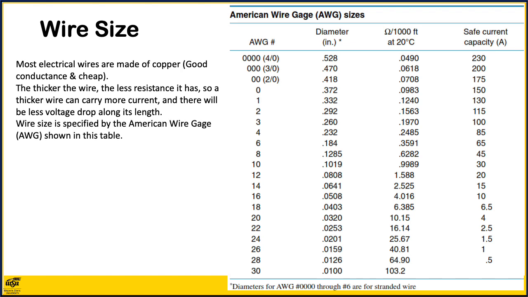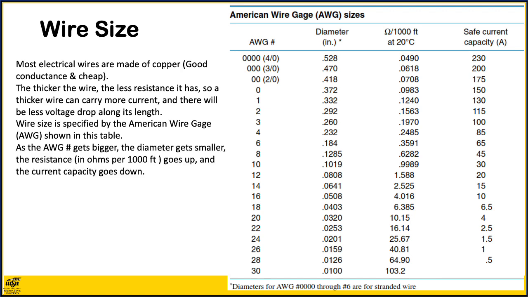Wire size is specified by the American wire gauge, AWG, as shown in this table. Notice that as the AWG gauge gets bigger, the diameter gets smaller, and the resistance in ohms per 1,000 feet goes up and the current capacity goes down.